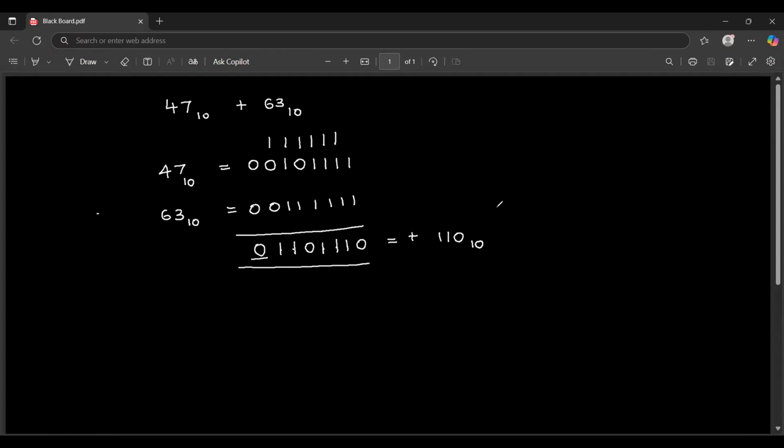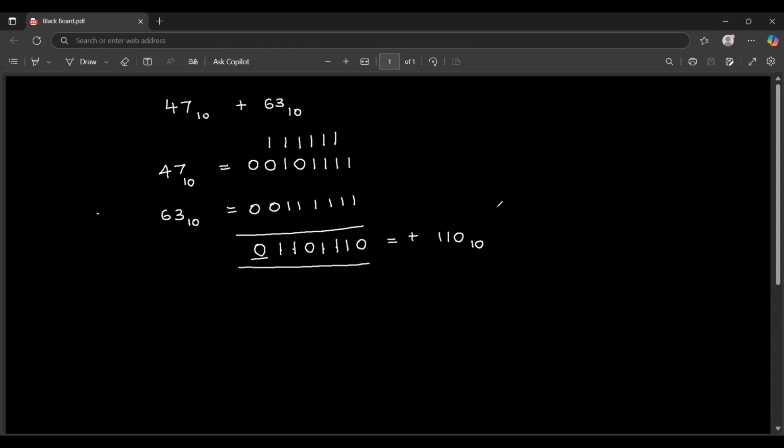So this is how computers actually perform this. Computers or calculators use 2's complement representation to find the addition of decimal numbers, because computers don't understand numbers like 4, 7, and so on. They only understand ones and zeros. So this is how computers work. I hope I made sense.